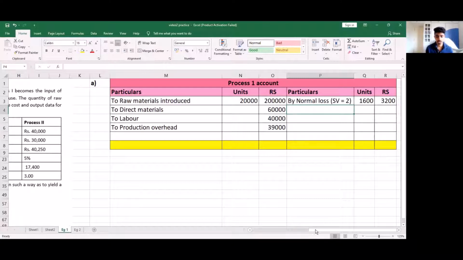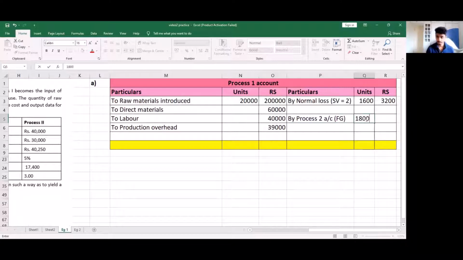Next, we have abnormal loss. We can't see abnormal loss in the question, so let's wait and go for the last output in units. This is our finished goods. We read in the question that the output of process 1 becomes the input of process 2. So the output or finished goods of process 1, we're going to account by process 2 account. And this is my finished goods. They have given us the units as 18,000.